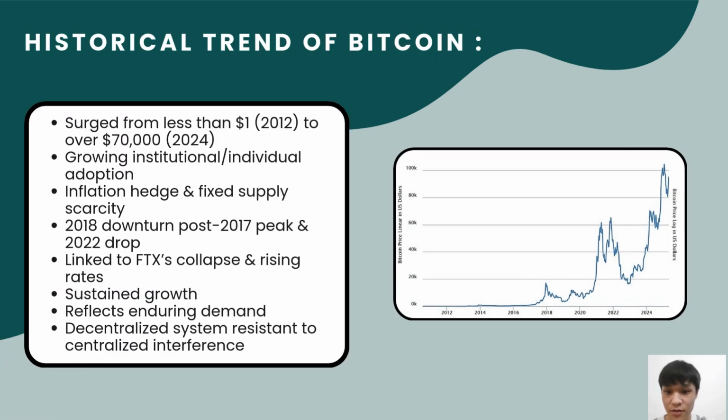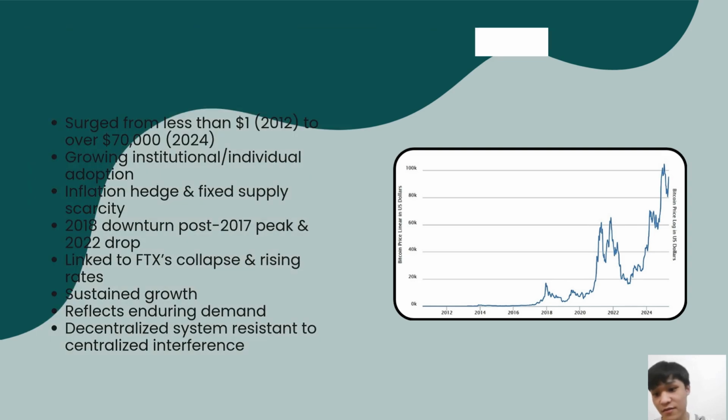I agree that Bitcoin is one of the potential alternative investments. Bitcoin's price surged from less than $1 in 2012 to over $70,000 by 2024, driven by growing institutional and individual adoption, use as an inflation hedge, and fixed supply scarcity. Notable crashes like the 2018 downturn post-2017 peak and the 2022 drop linked to the FTX collapse and rising rates highlight its volatility. Despite fluctuations, Bitcoin's sustained growth reflects enduring demand and a decentralized system resistant to centralized interference.